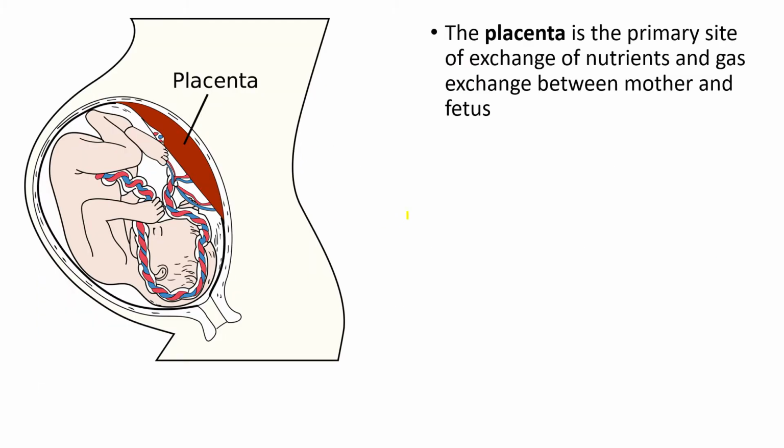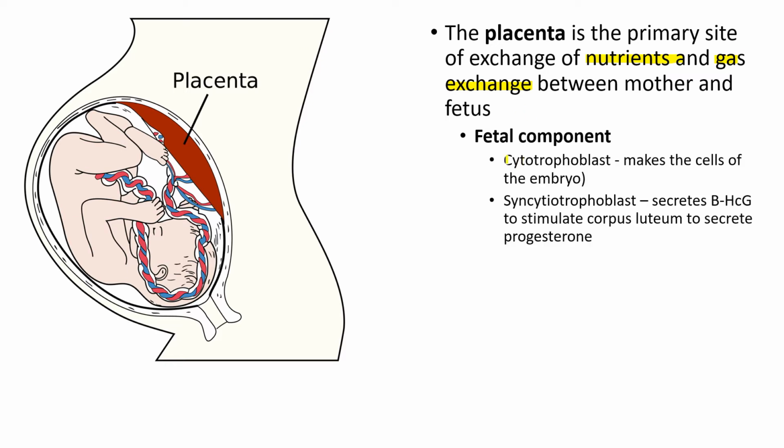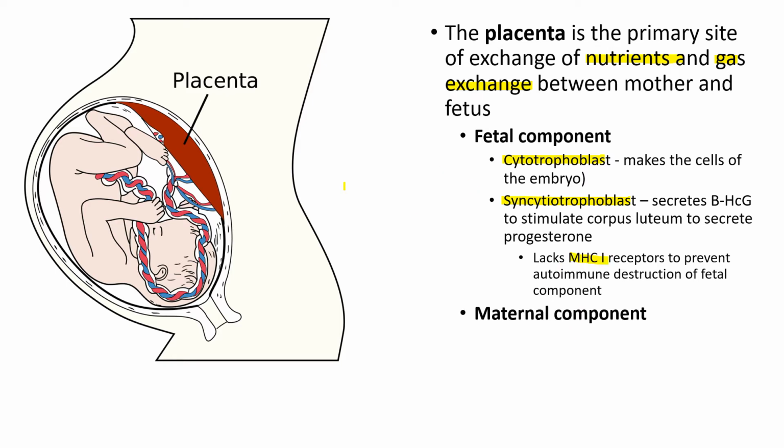So let's get started. First, let's talk about the placenta. The placenta is an organ which is the primary site of exchange of nutrients as well as gas exchange between the mother and the fetus. There is a fetal component which consists of the cytotrophoblast that makes up the cells of the embryo, as well as the syncytiotrophoblast, which secretes beta-HCG. And beta-HCG is the hormone which stimulates the corpus luteum to secrete progesterone early in pregnancy. And the syncytiotrophoblast lacks MHC1 receptors to prevent autoimmune destruction of this fetal component.